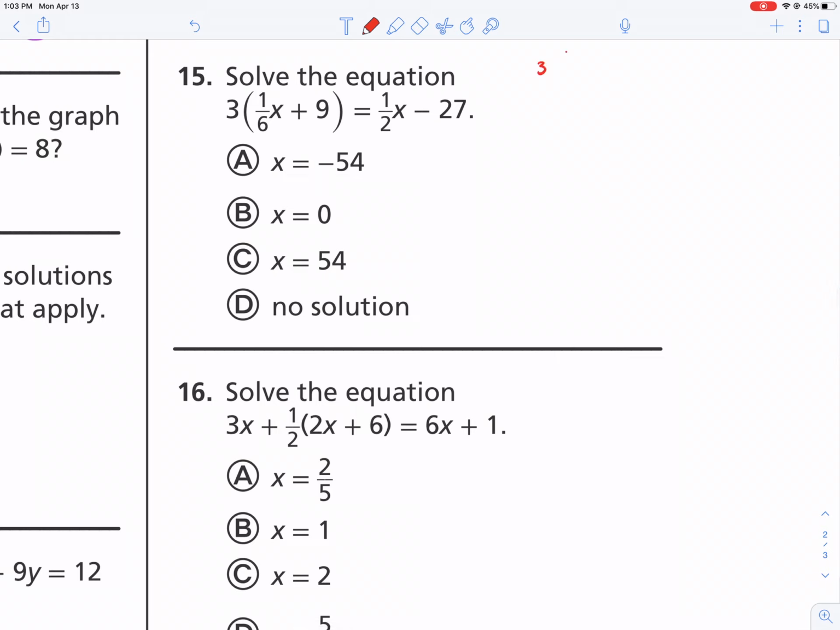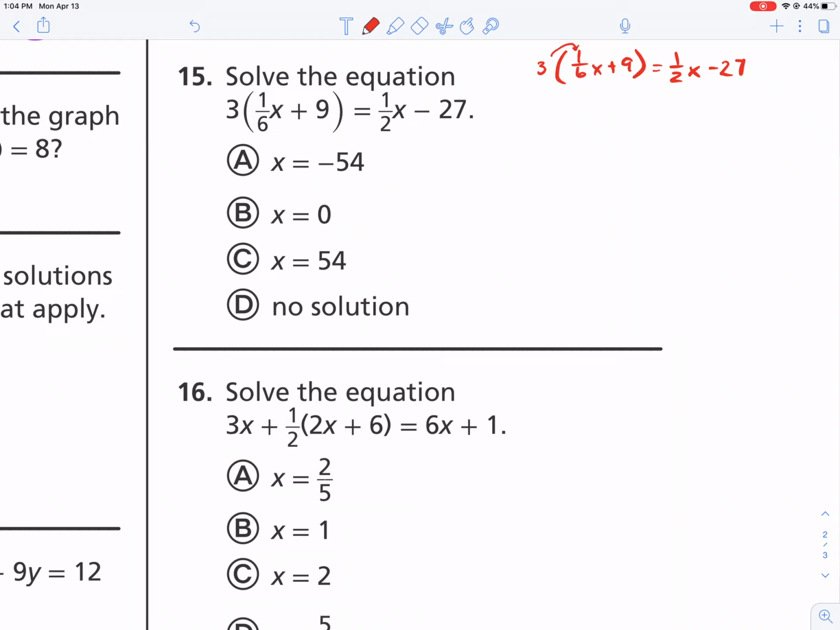So we're going to have 3 parentheses 1/6 x plus 9 equals 1/2 x minus 27. Now before I start going through and trying to get rid of fractions, I'm going to distribute that 3 first so that I can, and then I'll just see if there's one fraction or something that works for both of them. Now I could divide by 3, but then if I divided by 3, then I would have 1/2 divided by 3, which would make it a little bit more complicated for us to do. So we're just going to distribute.